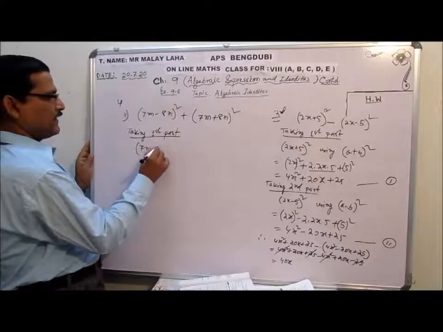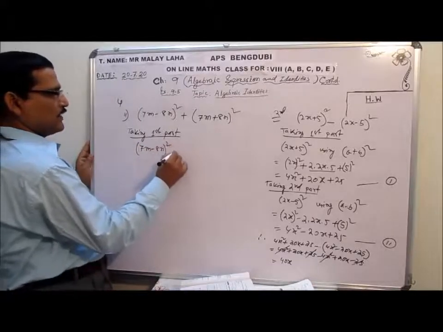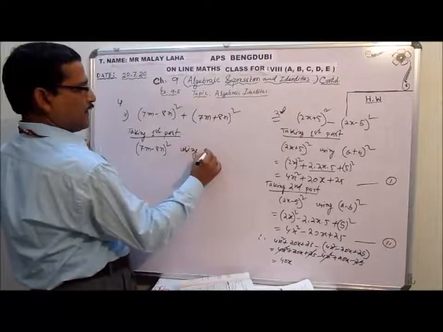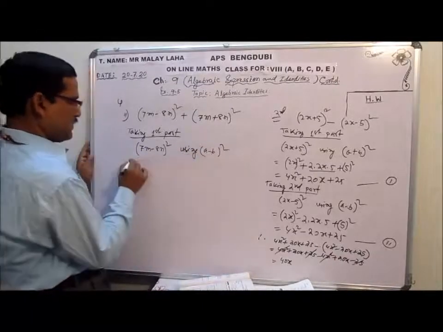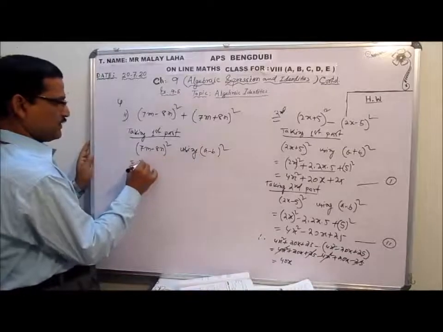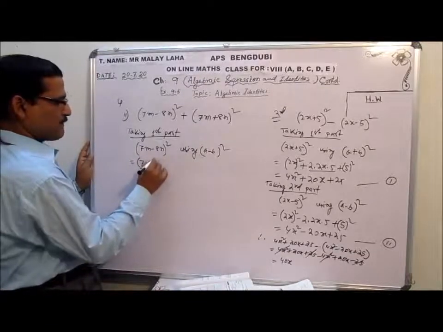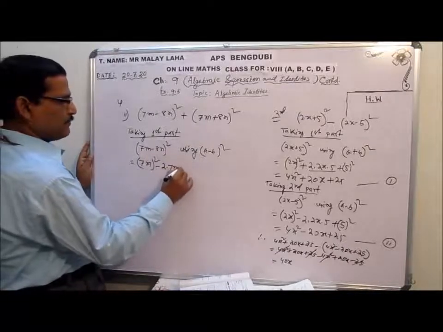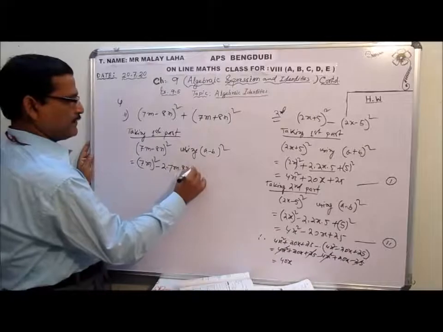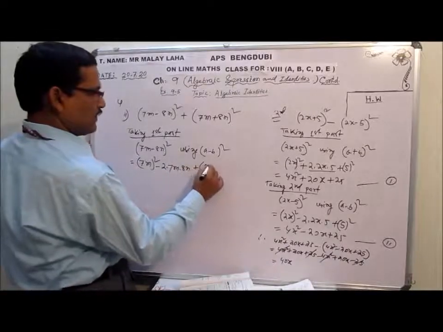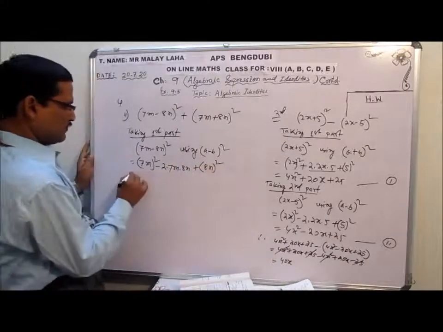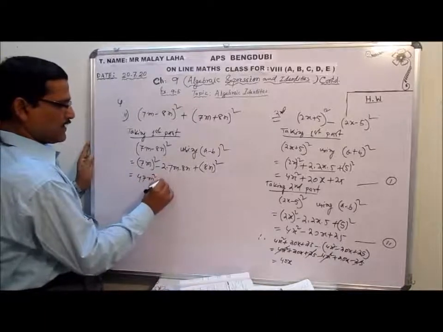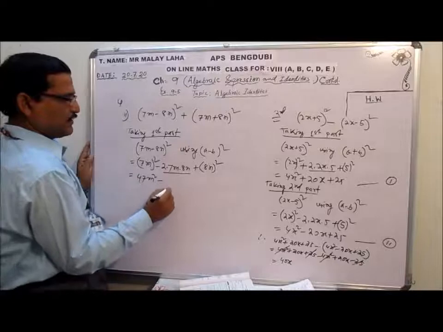7m minus 8n whole square using a minus b whole square. That means a square means 7m square, plus minus twice a means 7m, b means 8n, plus b square means 8n whole square. Now simplify 49m square minus, what is the result? 14.